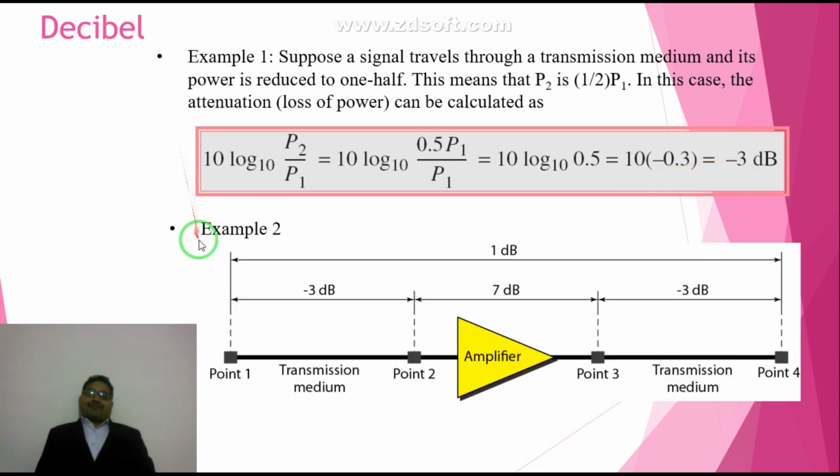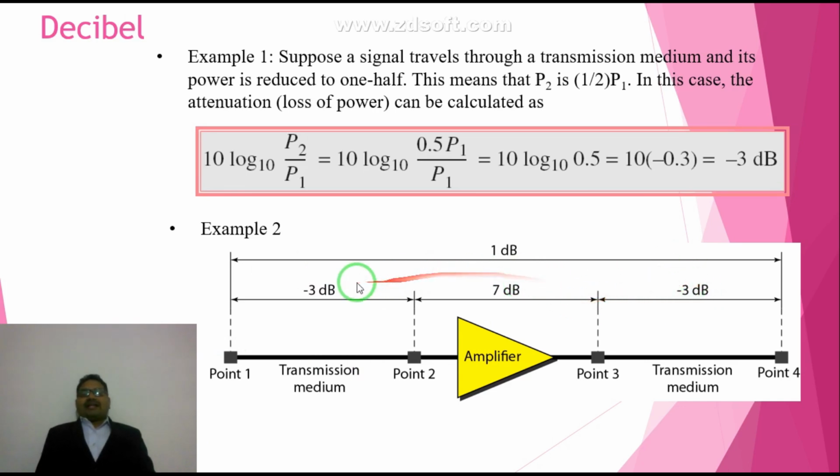Now guys, we also use this unit decibel because decibel numbers can be added or subtracted. It is not the case that the signal transmits between only 2 points. There could be many different points. You can see the signal travels from point 1 to point 4 through point 2 and point 3. For a particular section, for a particular transmission medium, there could be loss, or in between there could be an amplifier where gain is there, then again attenuation is there.